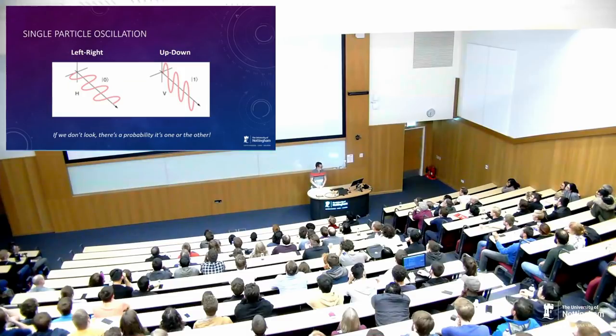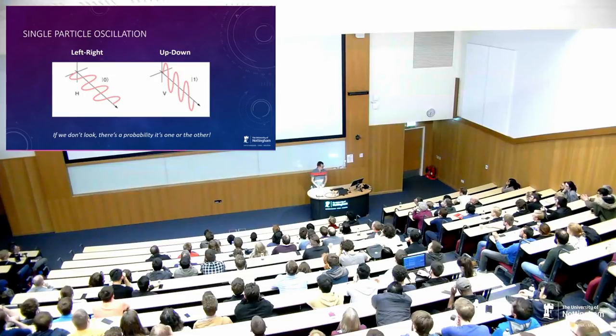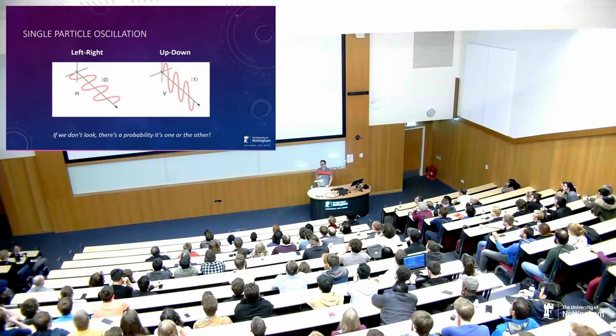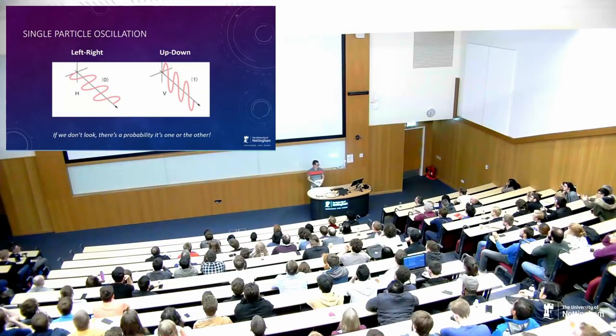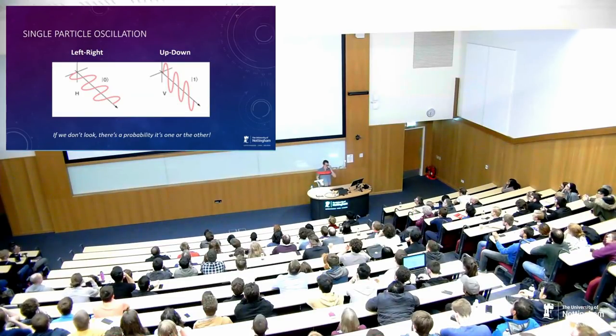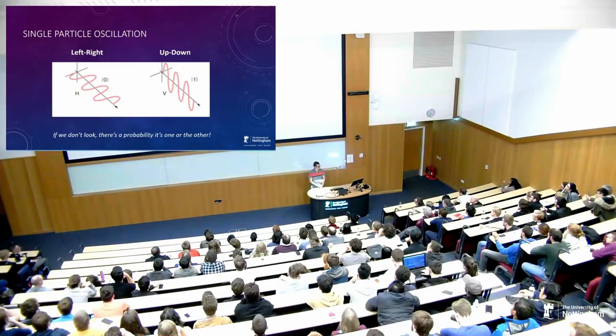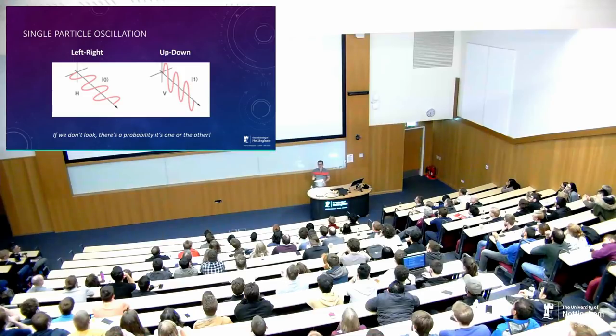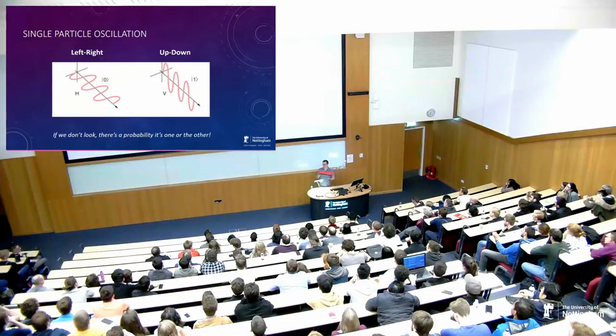One property in quantum mechanics is that a particle, in this case a photon, but it doesn't matter, can oscillate. It can move in one of two different directions. Here on the left side, you see this particle moving left and right, oscillating back and forth. On the right-hand side, the particle is moving up and down. There's no side to side or diagonal or anything. There are only these two possibilities, left and right or up and down.